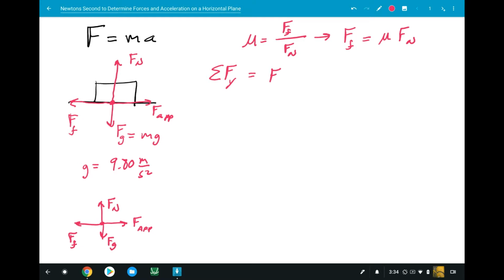So Fn is in a positive direction upward. Fg is in a downward direction, but since the box is neither going through the surface nor flying off the surface, we have a net force of 0. And so in this case, Fn is equal to Fg. And since Fg equals mg, we now can apply this to the force of friction. So remember, you must know what mu equals.